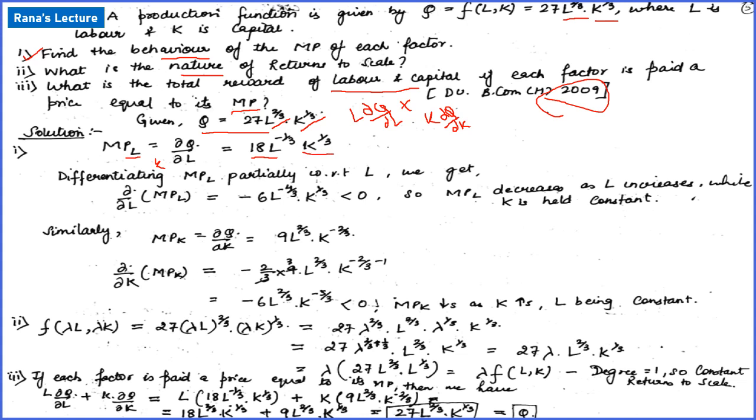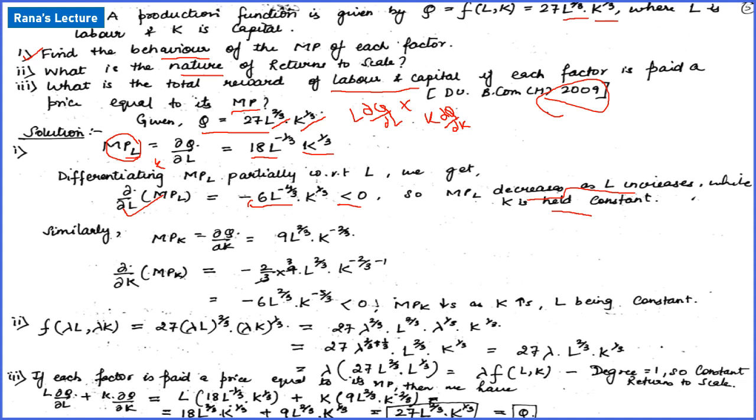इसका नेचर पता करने के लिए हम इसको एक बार और डिफरेंशिएट करेंगे with respect to L. We differentiate this. What we get? Minus 6 L to the power minus 4 by 3 K to the power 1 by 3. That is less than 0 because we have a negative sign over here. So हमारा marginal productivity of labor decreases as L increases while K is held constant, right?